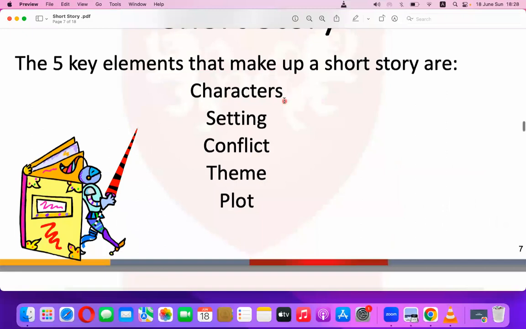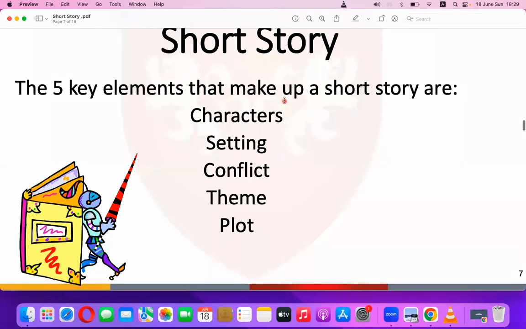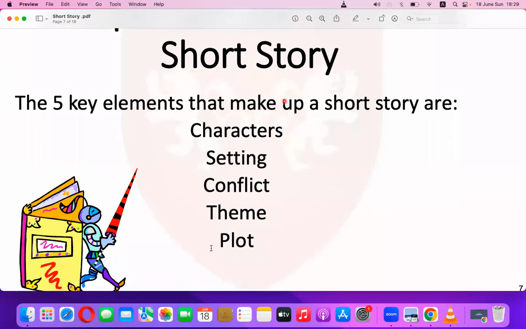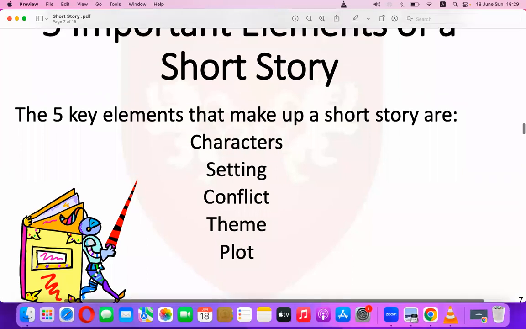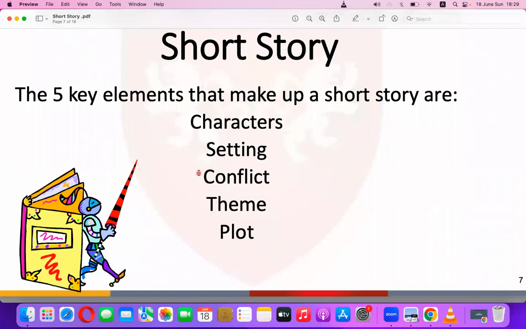So now we're going to try and find the 5 elements of the story. So you have your pen and your notebook with you. We're going to try and find all these 5 key elements. We're going to start with the characters, setting, conflict, theme, and plot. Okay? Do you have any questions about the elements?